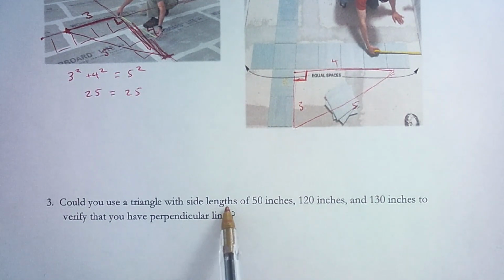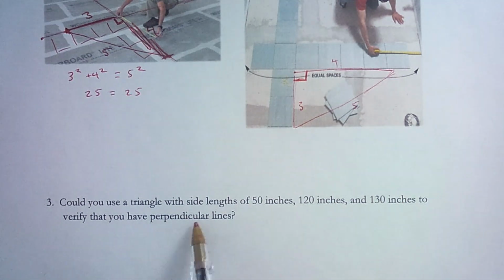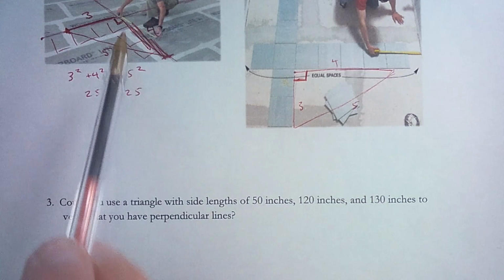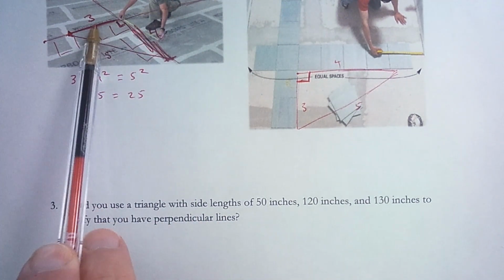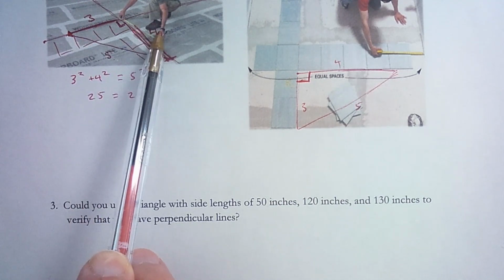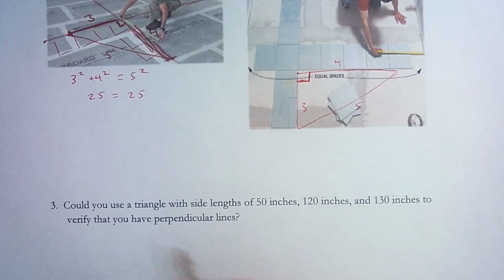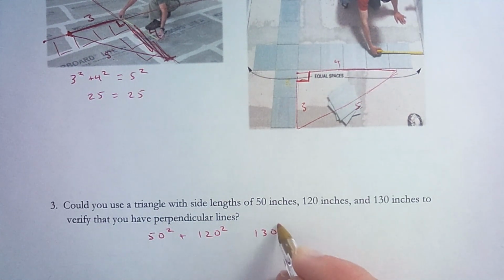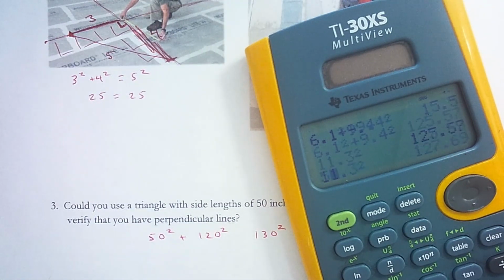Could you use a triangle with side lengths of 50 inches, 120 inches, and 130 inches to verify that you have perpendicular lines? So could I use, instead of 3 feet and 4 feet and 5 feet, could I use 50 inches, 120 inches, and then measure across and get 130 inches? Could I use that? Well, only if those 3 lengths would make a right triangle. So only if 50 squared plus 120 squared happens to be equal to 130 squared. Okay, so let's check that.